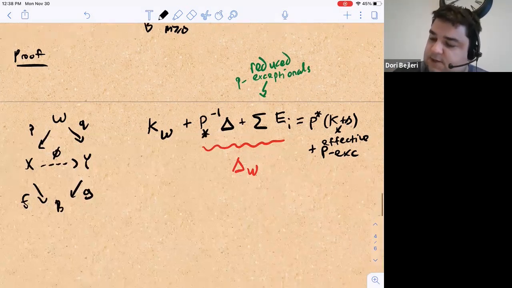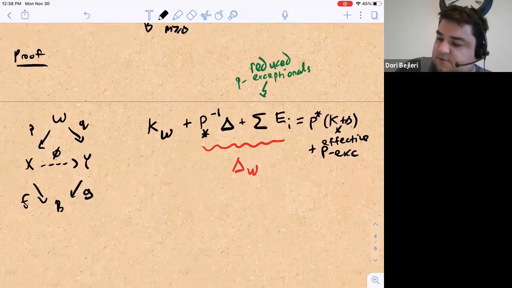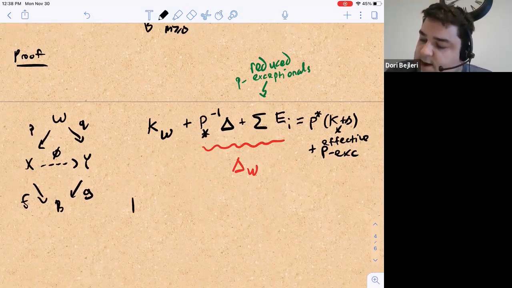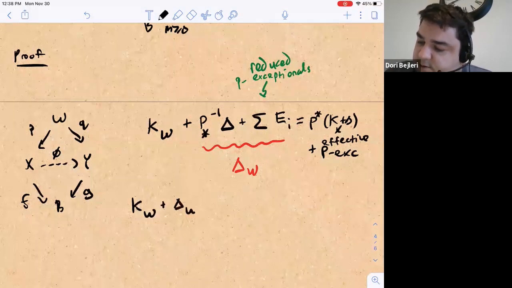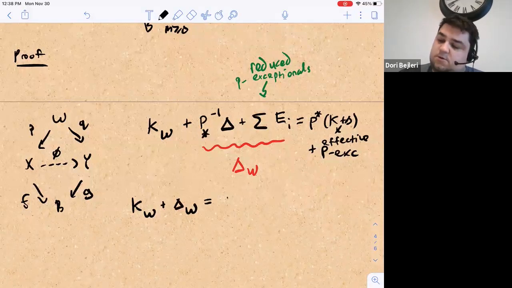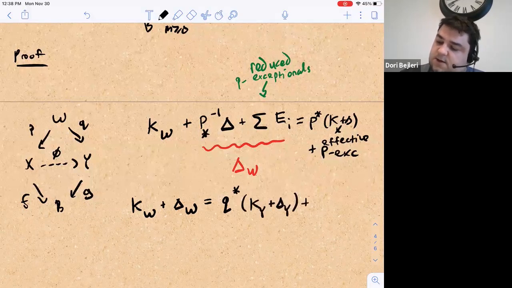Okay, and now let's write down, so this will be our boundary on W, this is Δ_W. And now let's write down the log discrepancy equation for Q. And now the point is that the same is true for Q. That here we also just have effective Q-exceptionals.